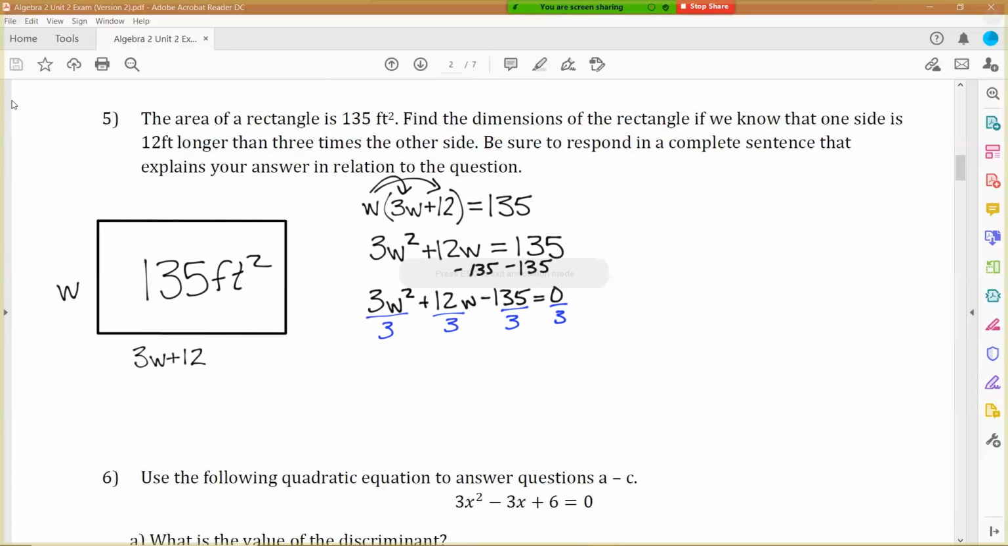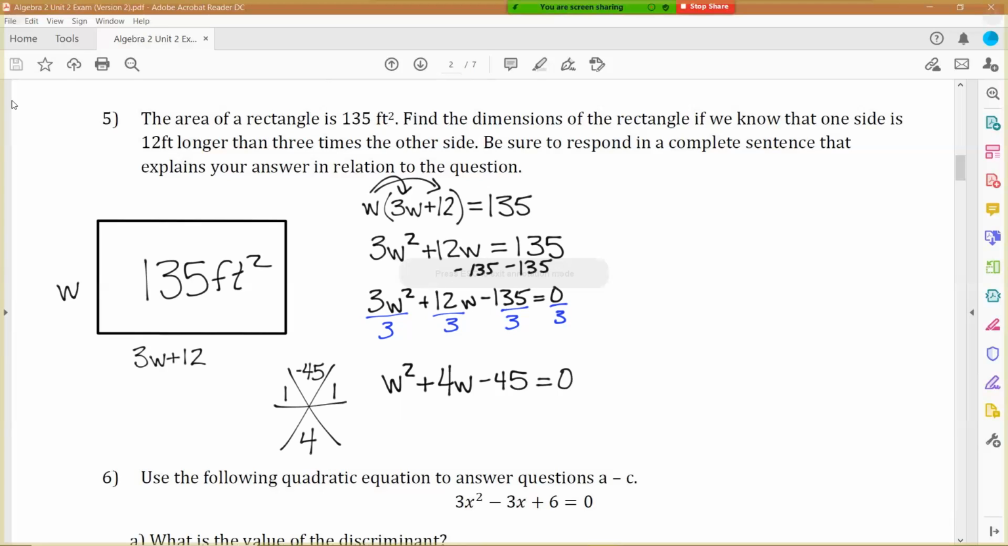So if I take 3w squared divided by 3, I just end up with w squared. 12w divided by 3 is 4w. Negative 135 divided by 3 is negative 45. Equals, and then 0 divided by 3 is just 0. Now we have a much smaller equation, or number smaller in our equation, that we can use our asterisks on. So if I put this into my asterisks, I have 1 in the top left and top right, 4 in the bottom middle, and 1 times negative 45, which is negative 45 in the top middle.